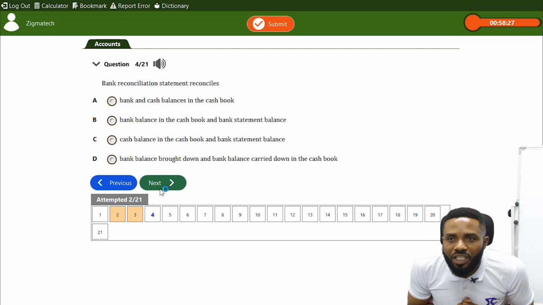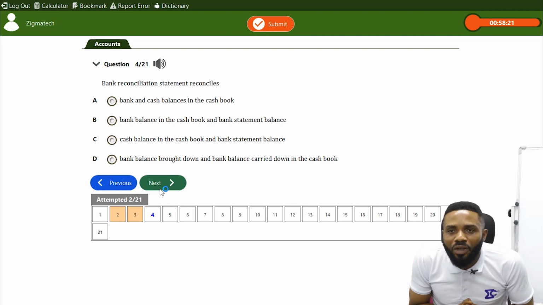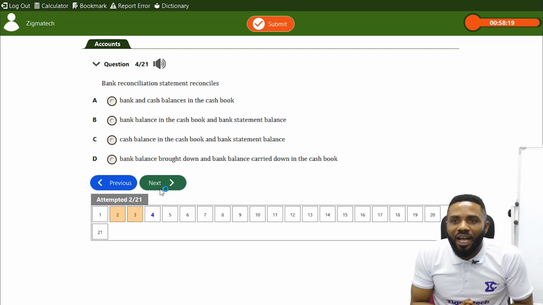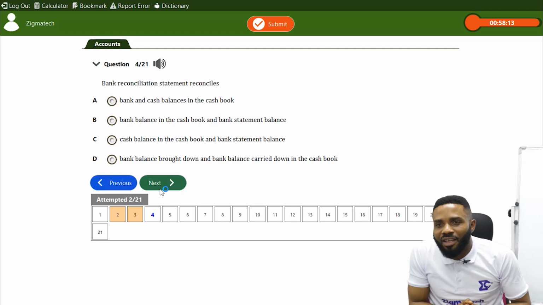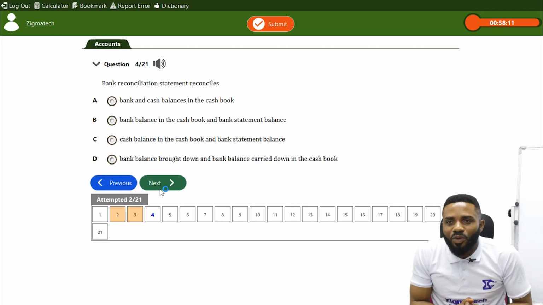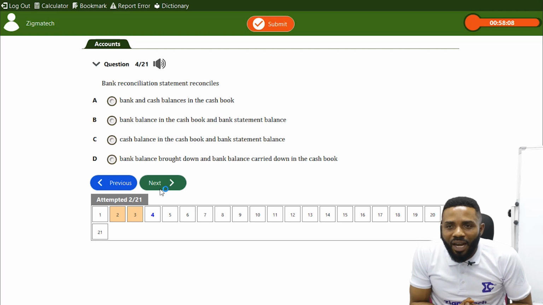Bank reconciliation statement reconciles what? Bank and cash balance in the cash book; bank balance in the cash book and bank statement balance; cash balance in the cash book and bank statement balance; bank balance brought down and bank balance carried down in the cash book. I think we'll look at it again.